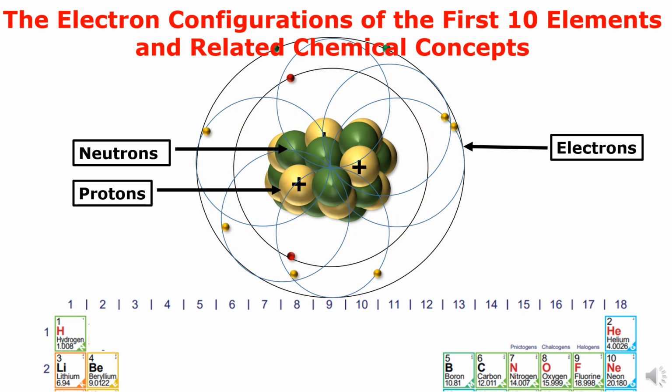All the elements in the periodic table are made up of atoms, and atoms are made up of subatomic particles called protons, neutrons and electrons. Protons and neutrons reside in the nucleus while electrons move around the nucleus. Positively charged protons and negatively charged electrons have electrostatic attraction.